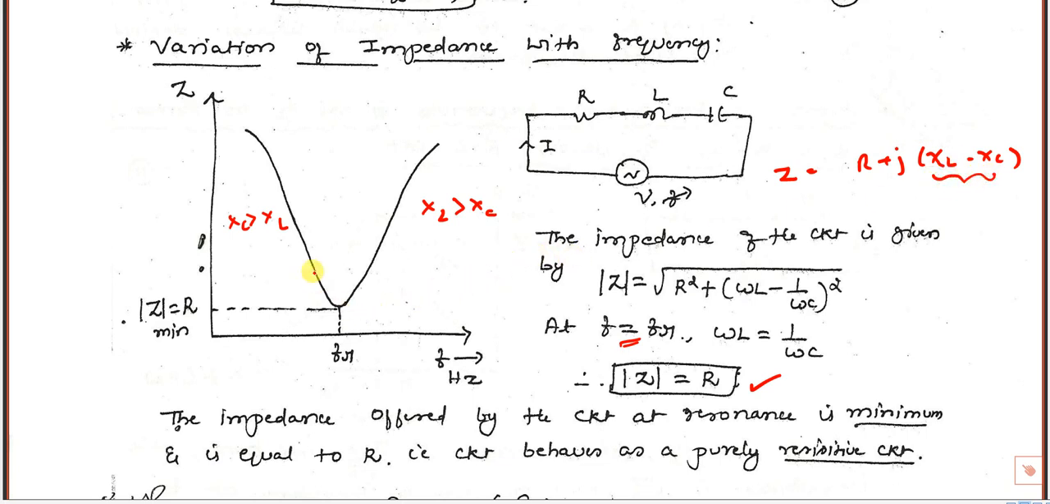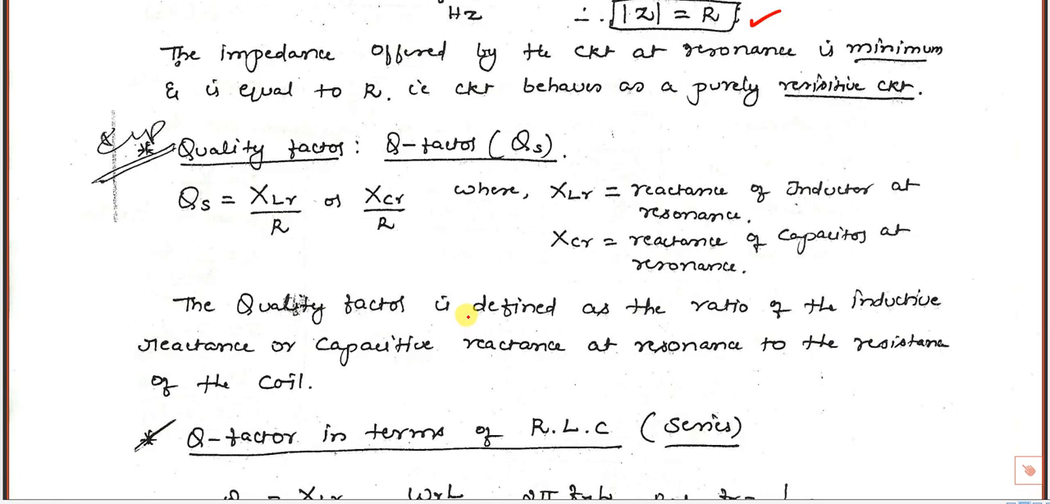So that's why here you are going to get R plus jXL minus XC, the difference of XL and XC. Here also you are going to get R plus jXL minus XC. At only this point, your Z is equal to only R. So this is the variation of impedance with frequency.